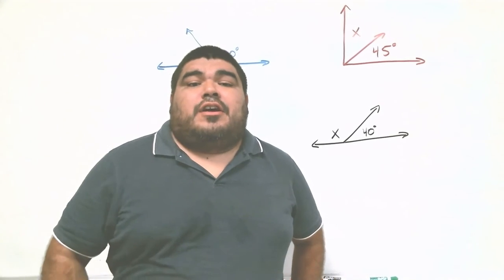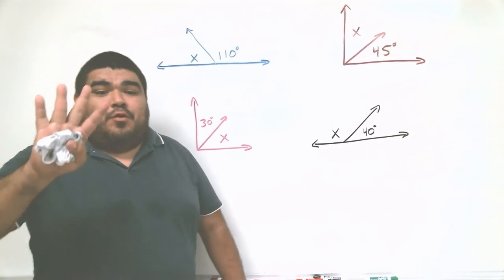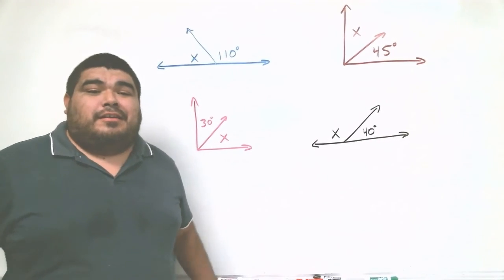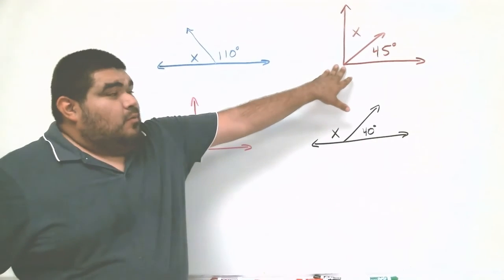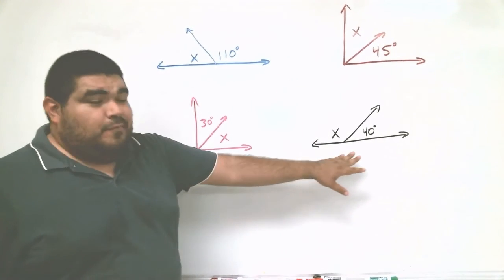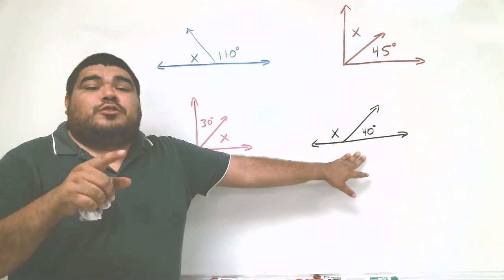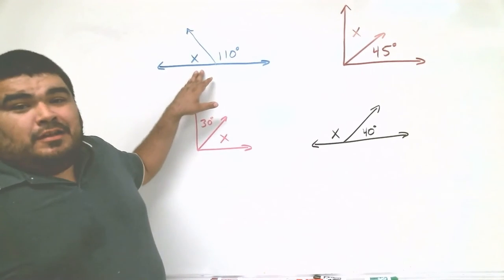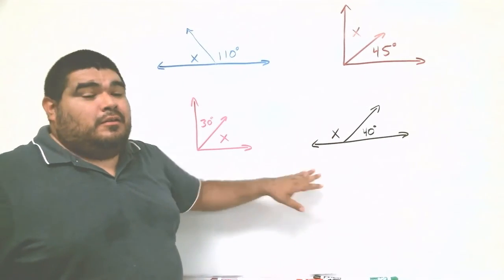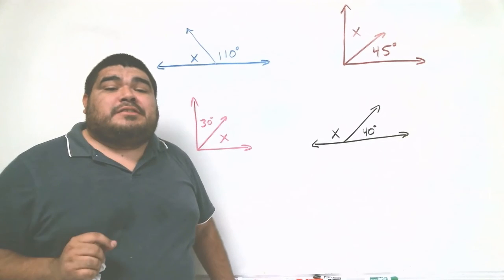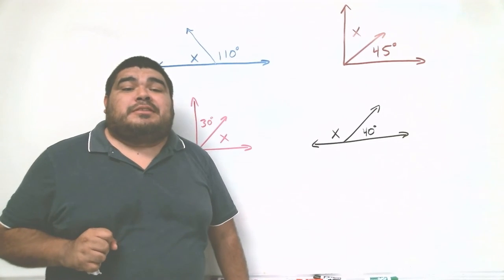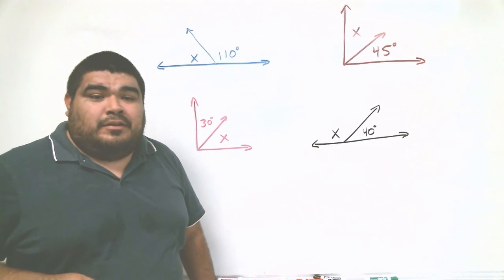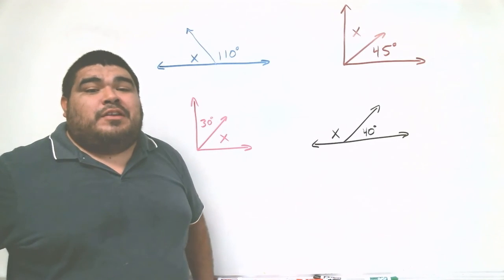All right, guys. So here is your assignment for today. I have 4 problems up on the board, okay? 1, 2, 3, 4. Your job is to solve for x on each one. You also have to tell me if it's a complementary or supplementary angle. Okay? So I'll be waiting for your answers.